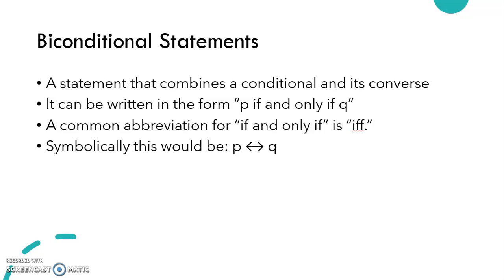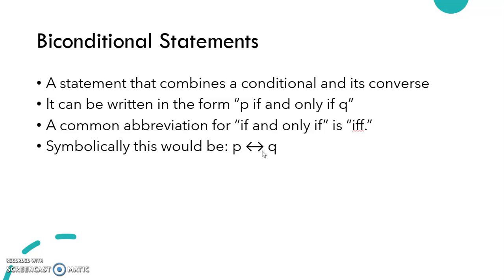Now, a common abbreviation for if and only if is IFF, and I know it kind of looks like I spelled something wrong, but I didn't. It is two F's. And the symbol for that, instead of just having the single arrow with P pointing at Q, we use the double arrow to show that it is biconditional, meaning it goes both forwards and backwards.